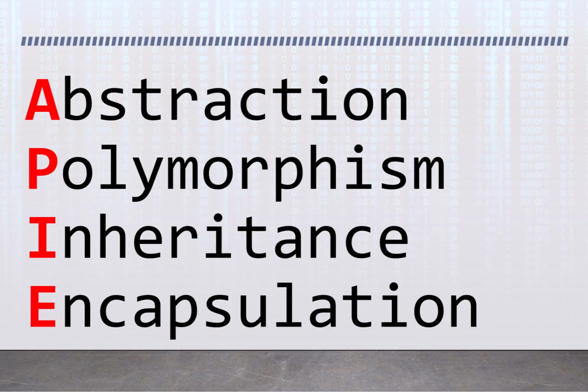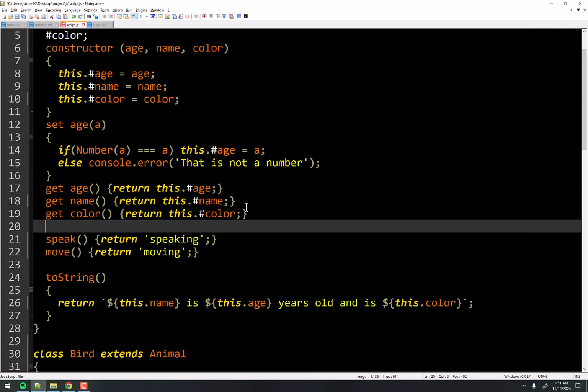API. That is it. Okay, the last piece of this now is we're going to look at making a static method. And before we do that, I want to organize this code a little bit better.